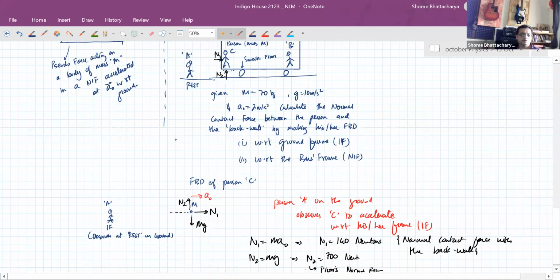Okay, but now we come to the more interesting issue: what does the observer B see? Okay, for this situation, what does he observe? Because with respect to him, the person C is at rest. How does he justify that it's at rest when there are these kind of forces acting on it?